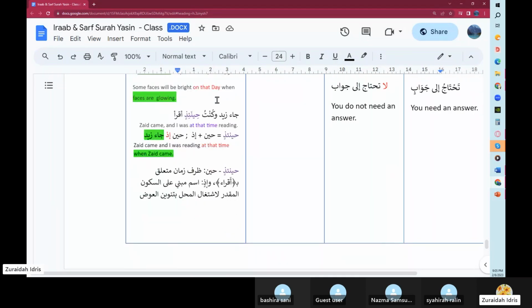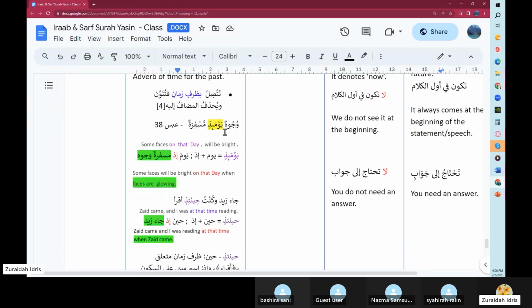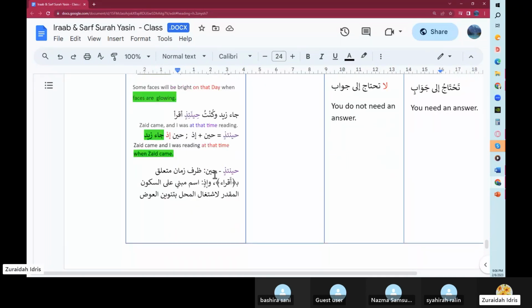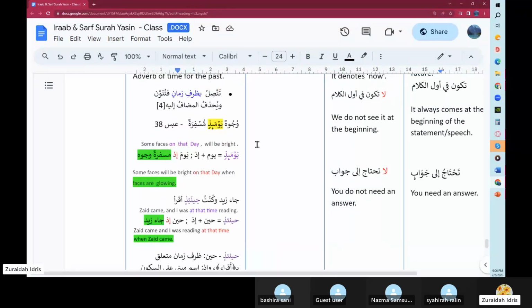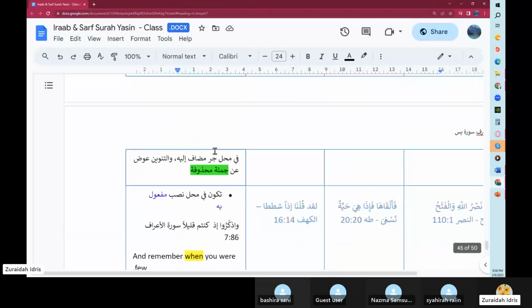So we have some faces that will be bright on that day when faces are glowing. Just like when we were looking at this, we said it would be Zaid came, and I was at that time reading. What we actually mean is Zaid came, and I was reading at that time when Zaid came. So we dropped the when Zaid came, and that's why it became hina idhin. And we dropped here faces are glowing, and that's why it became yawma idhin, instead of yawma idh and hina idh. Okay, I just wanted to repeat that part before we go on to the next part.